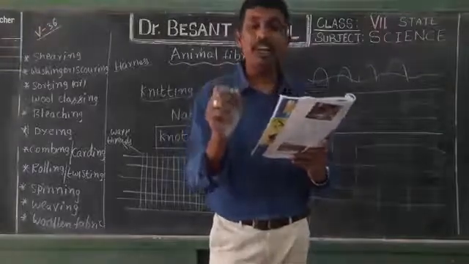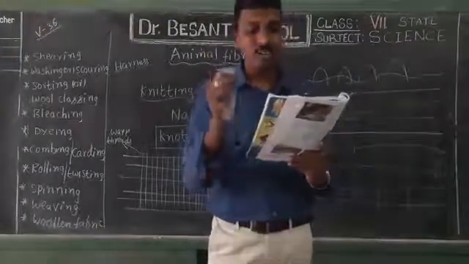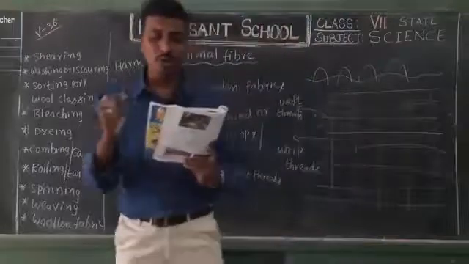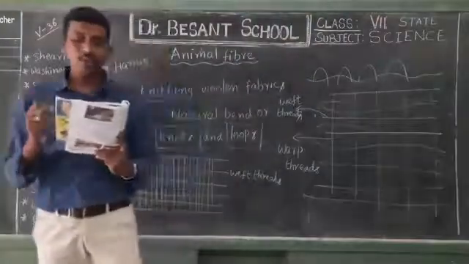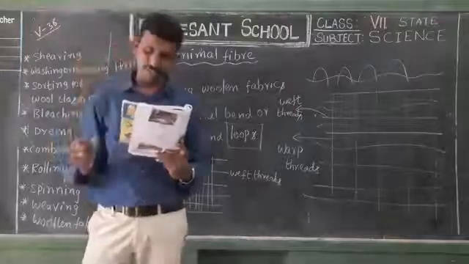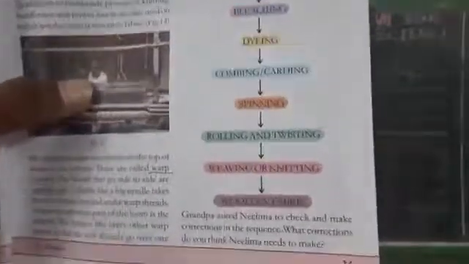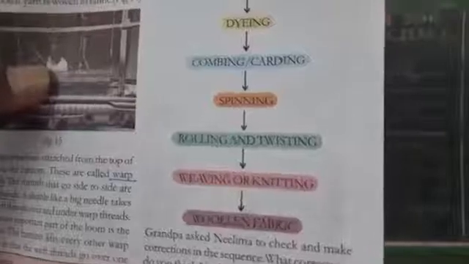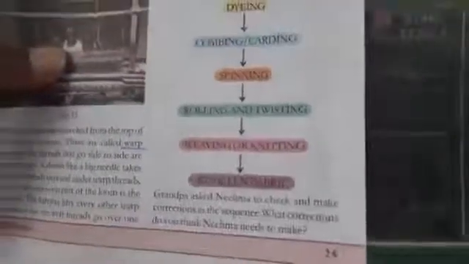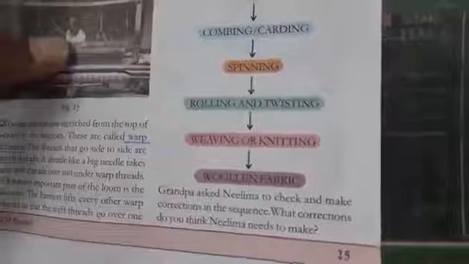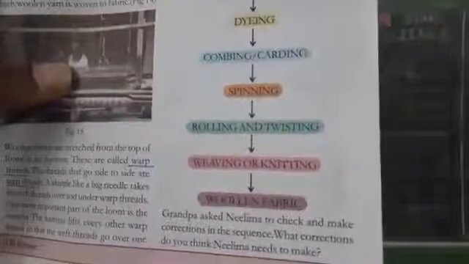At home, Neelima made a flow chart to show the processes involved from obtaining wool to producing fabric. Here she listed down. You can see it in the textbook, page number 25. Shearing, scouring, sorting, bleaching, dyeing, combing or carding, spinning, rolling and twisting, weaving or knitting, woolen fabric finally obtained.